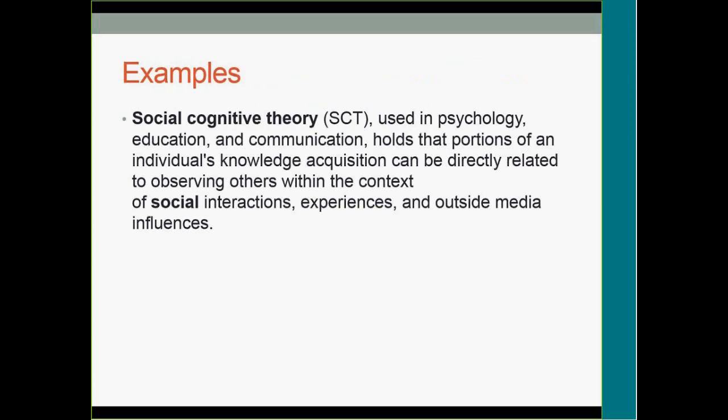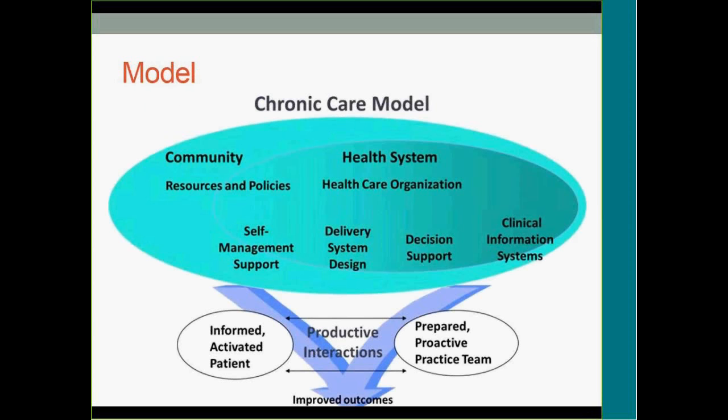So here is an example of a theory. Social cognitive theory in psychology holds that portions of an individual's knowledge acquisition can be directly related to observing others within the context of social interactions, experiences, and outside media and influences. So in the world of obesity, this is a very popular theory. Obesity is contagious, so is smoking, incidentally. So you take someone who is very slim and fit, and you put them in an environment of people who have unhealthy habits or are overweight and obese, and yes, they start to adopt those habits over time, and vice versa works as well.